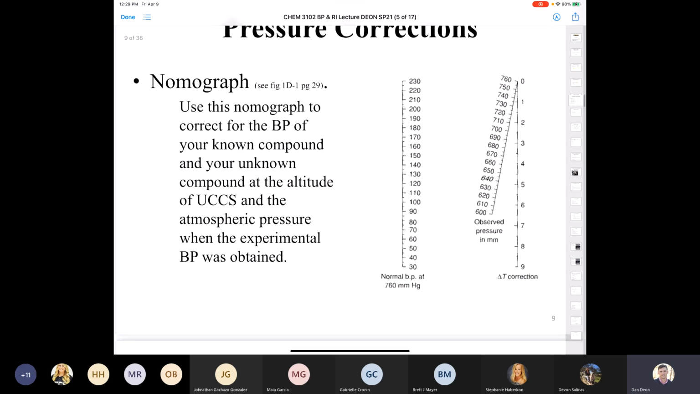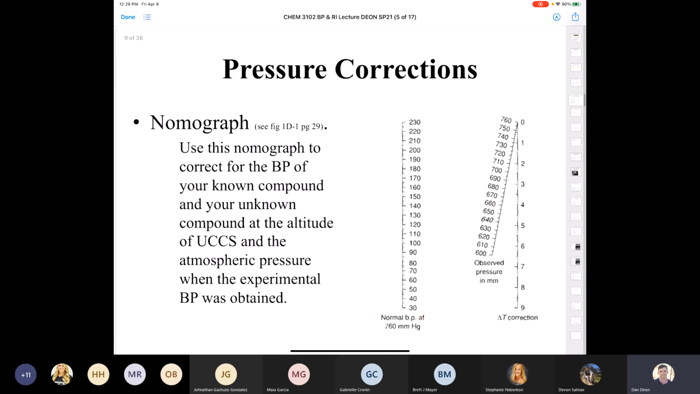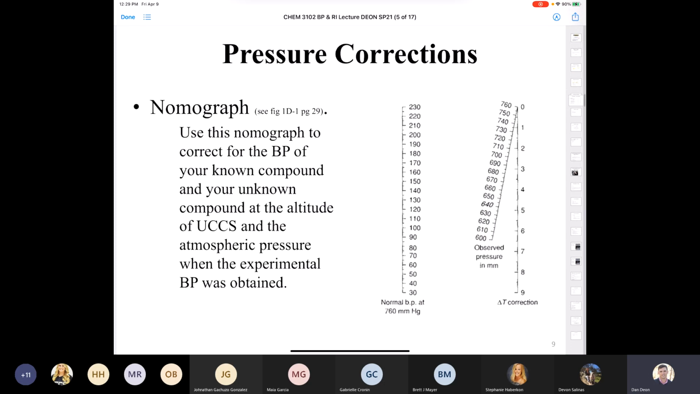And if you're wondering, I'm not 100% sure on how to use the nomograph, don't worry. At the end of the lab lecture or further along in these slides, I have a whole scenario where I go through not only a thermometer correction, but also a boiling point correction. So I'll show you how to use that.